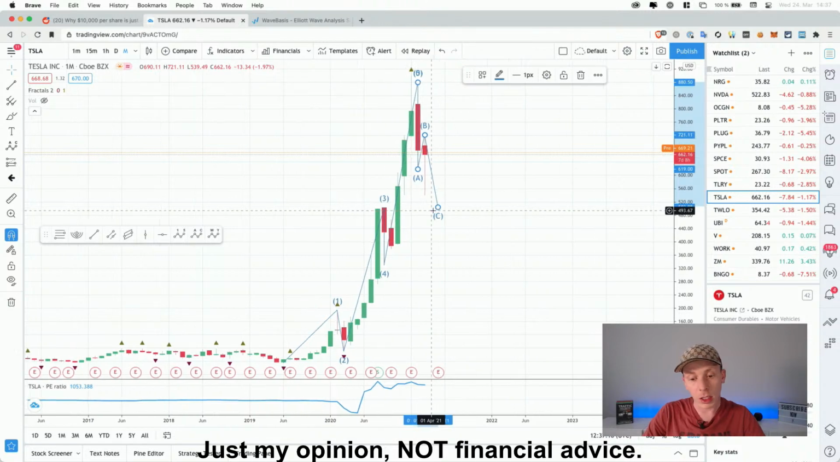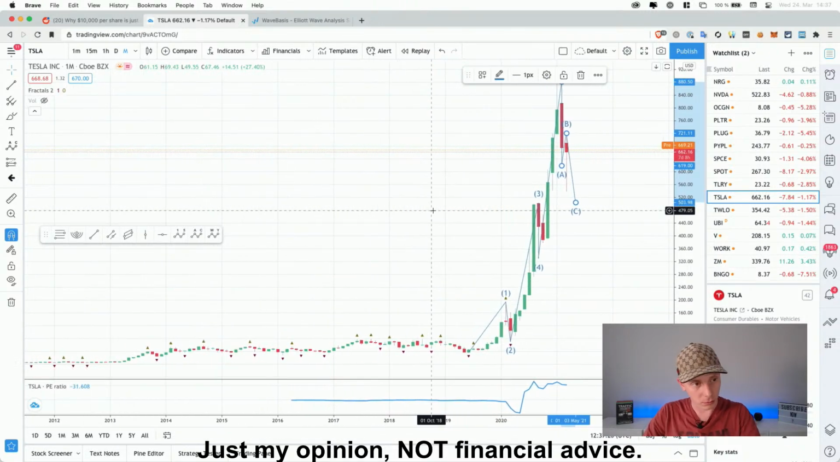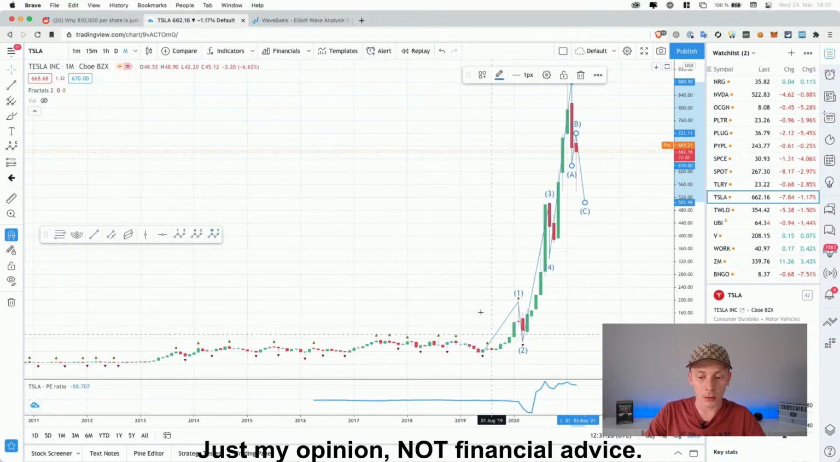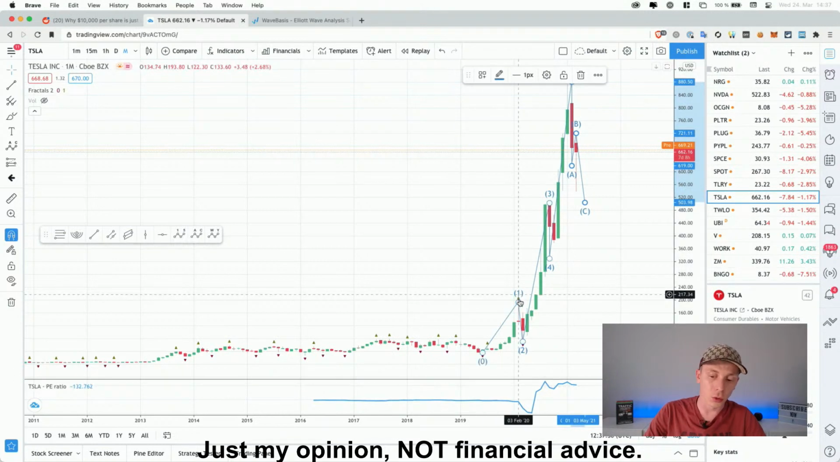Now, again, in the beginning, I wanted to just cover some basics and also show you some tricks that make it easy to spot Elliott wave patterns. And as you can see on Tesla, even if we don't look at the logarithmic chart, you can easily spot a 5-wave pattern here in the end.